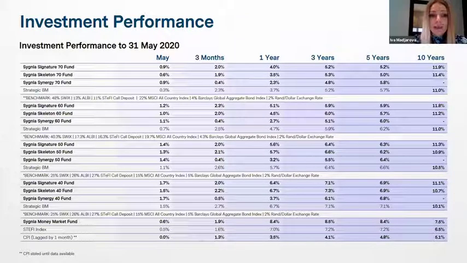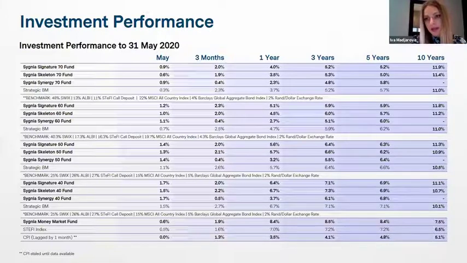What's quite interesting in this current market environment is that over the long term, you would expect your portfolios with a higher equity and property allocation, so for example your 70 funds that have a higher allocation to the riskier asset classes, would perform better. But what we're seeing, if we just focus on the 1 year numbers, is that your more conservative portfolios have actually performed better.